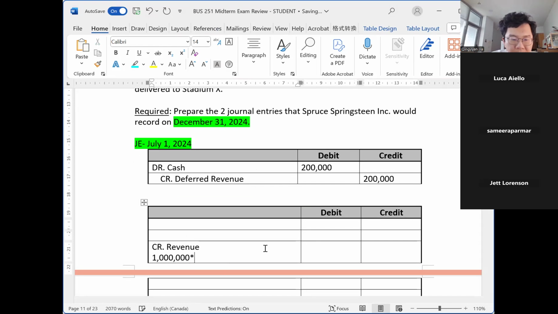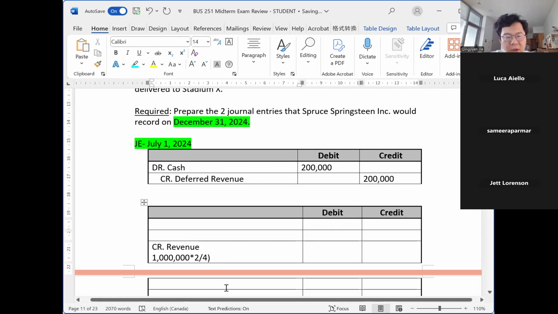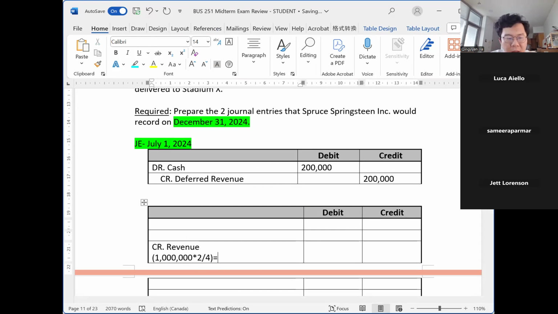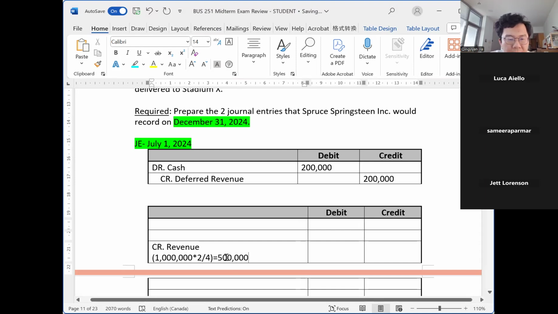times two lawnmowers that were finished. And in the contract, we have four, right? And this 1 million is the price for four. And this is how it was calculated. So it will be 500,000. Okay, so we put 500,000 here as the revenue.